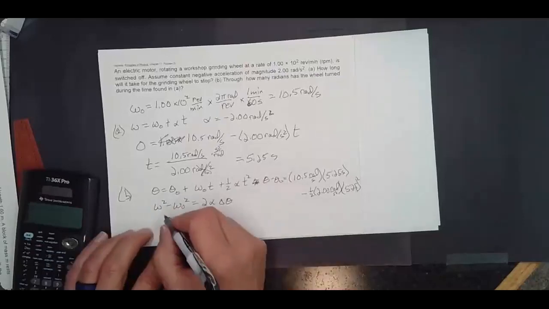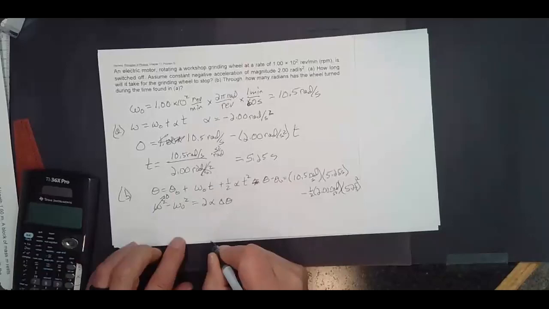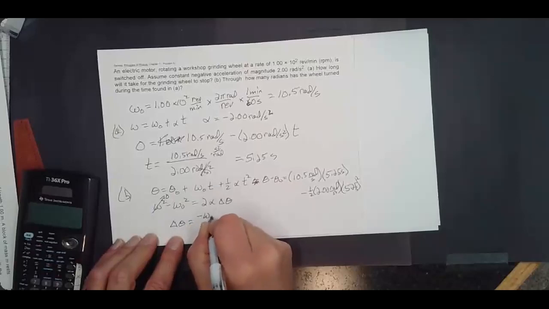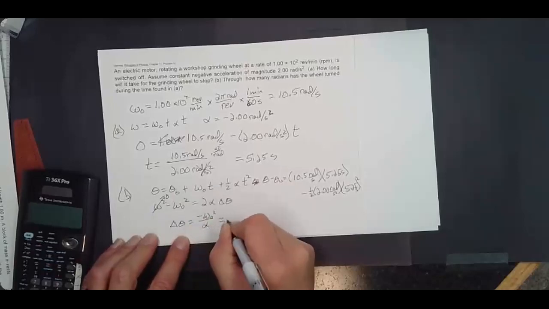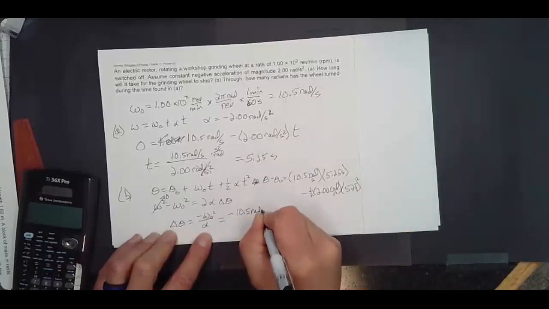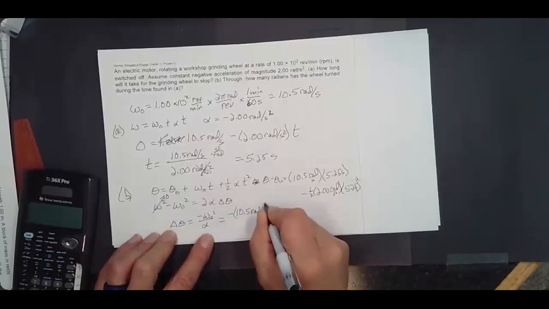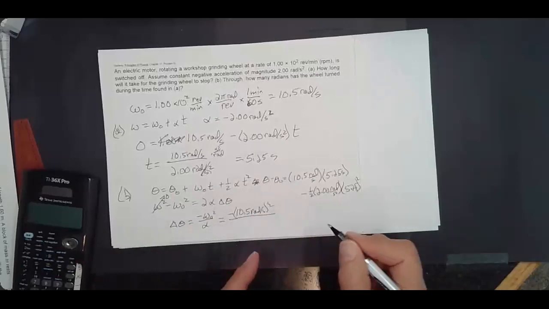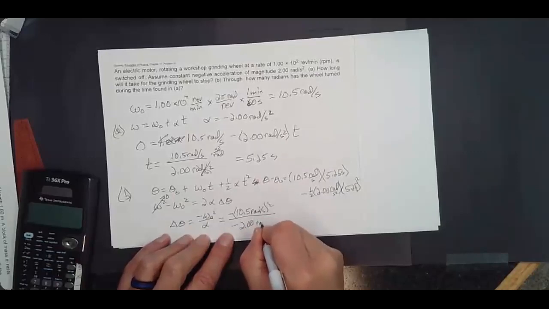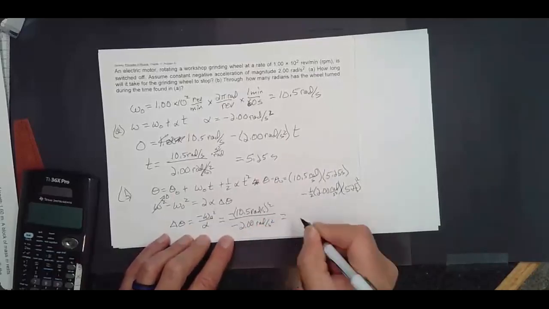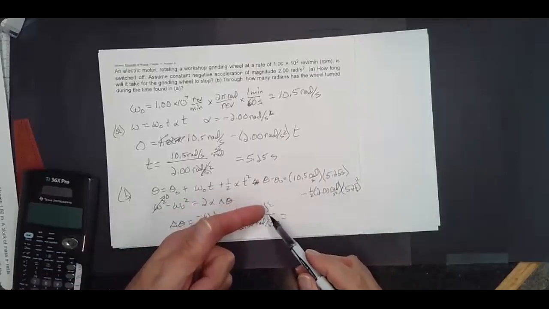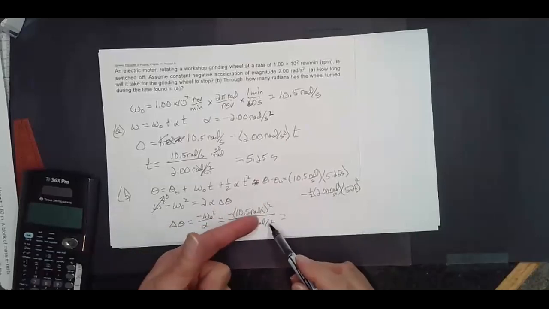Just quickly doing it in my head, but omega is 0. Alpha is negative. I'd have delta theta is going to equal minus omega naught squared over alpha, which is minus 10.5 radians per second squared divided by alpha, which is minus 2.00 radians per second squared. On top, I'll have radians squared per second squared. On the bottom, I'll have radians per second squared.